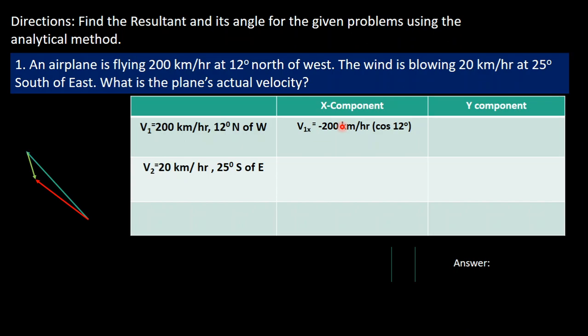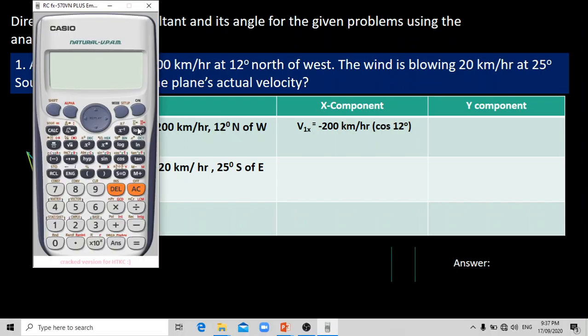Now, why do we use cosine in the x component? There will be another video for this one. But in our case, we just simply follow this. And then use the calculator here. So negative 200 km per hour cosine 12. Then we get this number, negative 195.6295201. Round it off to 2 decimal places and you get this number.